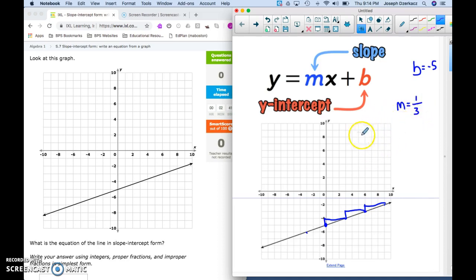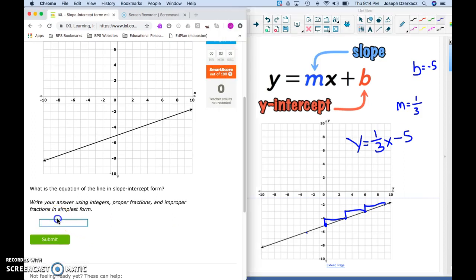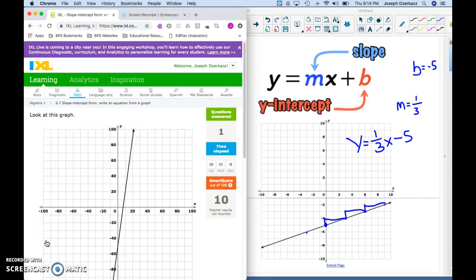So when I write my equation, I write everything you see here. Y equals, instead of m, put in the number, 1/3 x plus b, so plus -5. Instead of writing plus negative, just write -5. So there's your equation. Let's see if we got it right. Y equals 1/3 x -5. Is that right? Terrific. Nice job.